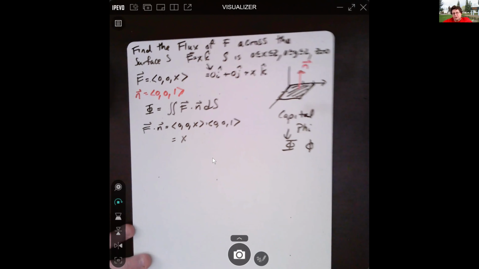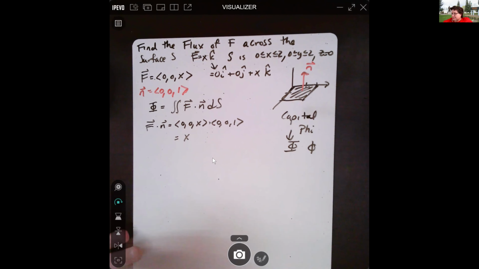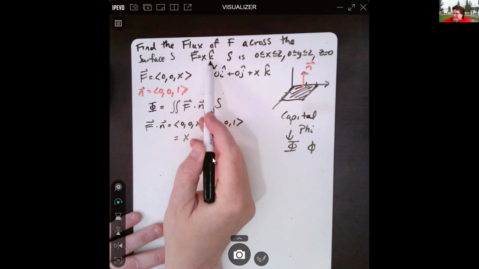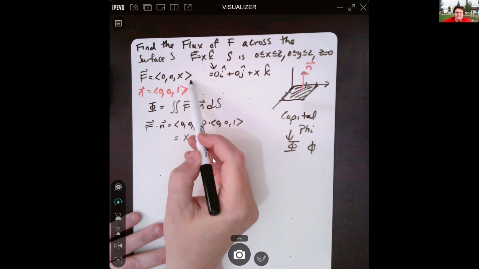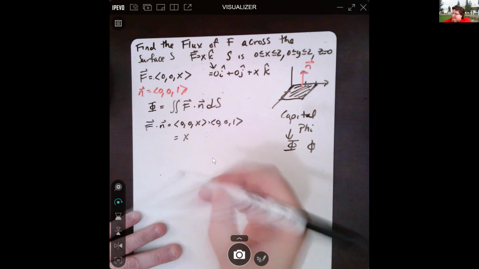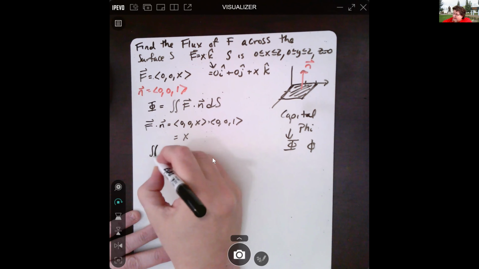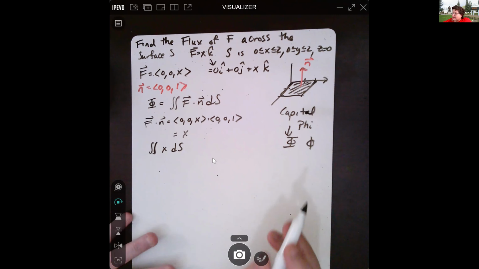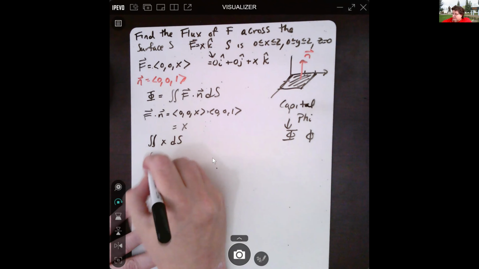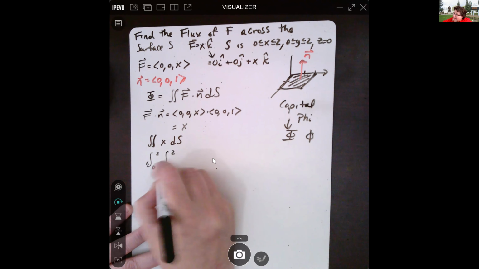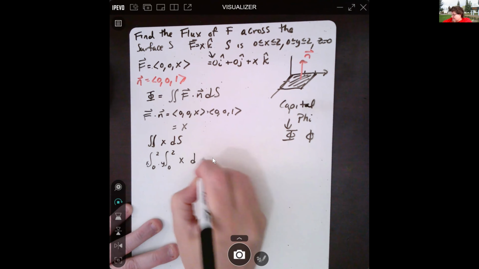I never know who you're going to work with in the future, so I want to make sure you're comfortable seeing both. I know I like this way better, but in this problem, xk hat is a lot shorter to write than the vector. Usually this is the longer form of doing it. But that's my F dot n, so we need to throw that in the integral. So we're doing the integral of x dS. Well, what's x? What's dS? It's this surface here from 0 to 2 for x and y. So we can do 0 to 2 of x, 0 to 2 of y. We've got x dy dx.